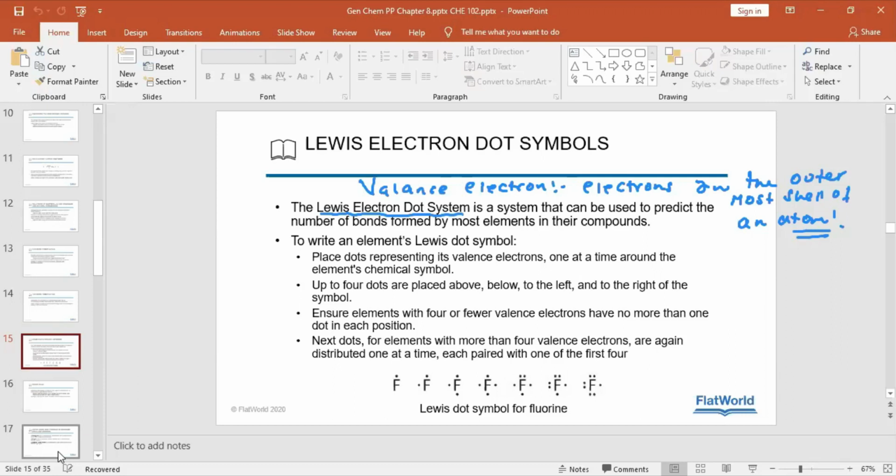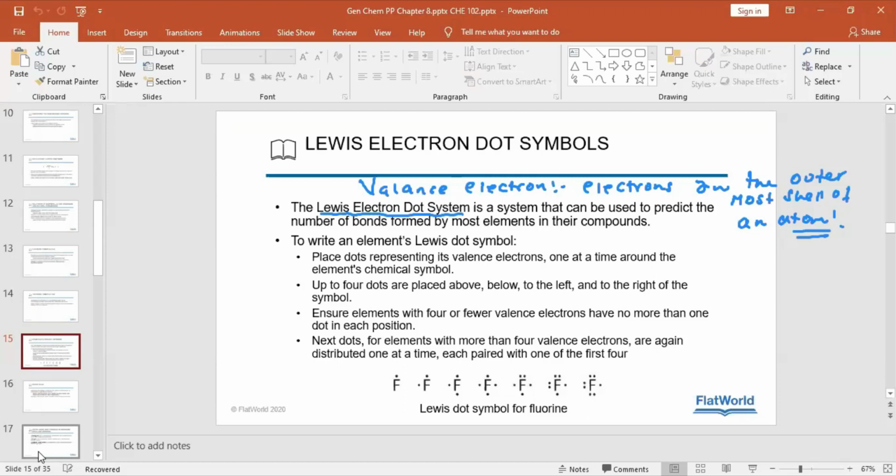So, what are the basic rules to write an element's Lewis dot symbol? Place dots representing its valence electrons one at a time around the element's chemical symbol. Up to four dots are placed above, below, to the left, and to the right of the symbol. Ensure elements with four or fewer valence electrons have no more than one dot in each position. Next, dots for elements with more than four valence electrons are again distributed one at a time, each paired with one of the first four.